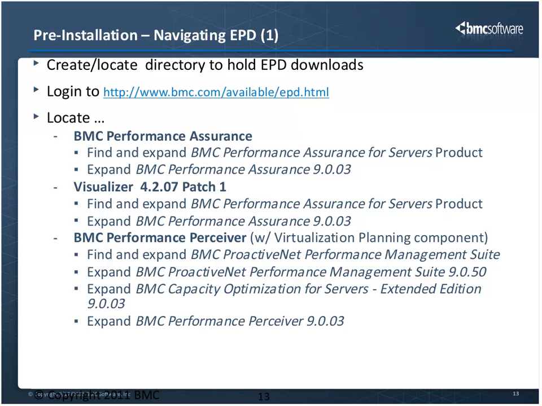Then you would actually log into the website, which is URL here. And one of the things that I find is that in the past it's been rather difficult to locate something that I'm looking for. So I put some information here to tell you how to find the things in the EPD site. So basically you would locate BMC performance assurance, find and expand, and so on down the line. Find the visualizer patch, find perceiver. Now, these items here are really important if you're going to install the whole product. So you want to make sure you get all this stuff.